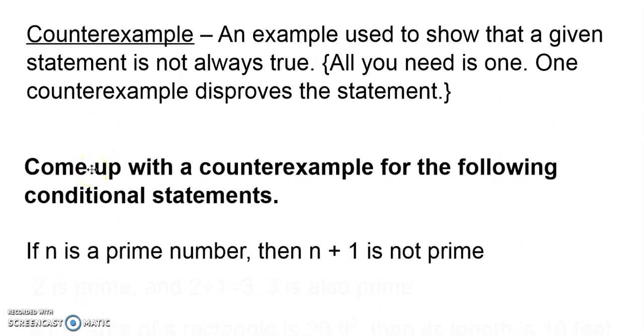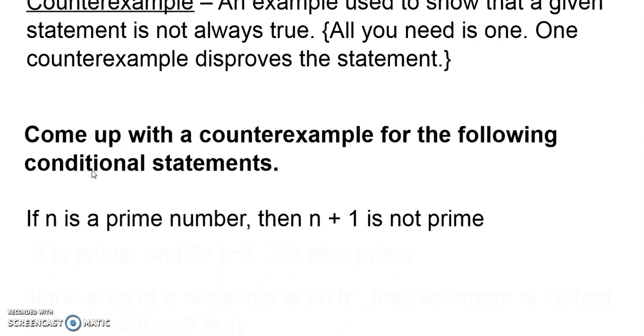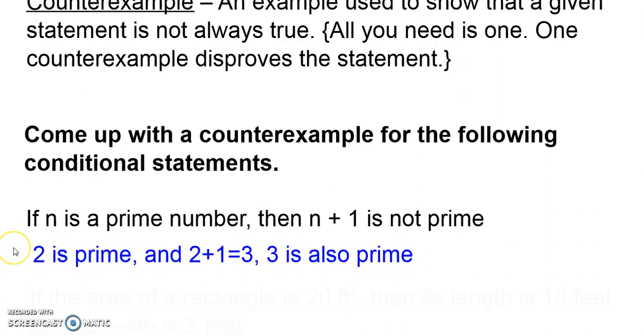So I want to come up with a counterexample for this conditional statement. It says, if n is a prime number, then n plus 1 is not prime. So if we can find a counterexample where we take a prime number, add 1, and get another prime number, then that would be sufficient to prove that this is not always true. There's a couple different examples you can use. The one I came up with is 2 is prime, and 2 plus 1 equals 3, and 3 is also prime. So that makes this statement not always true.